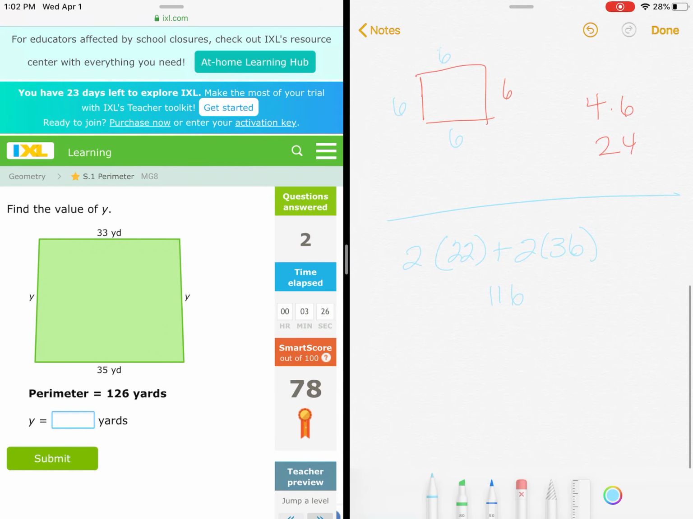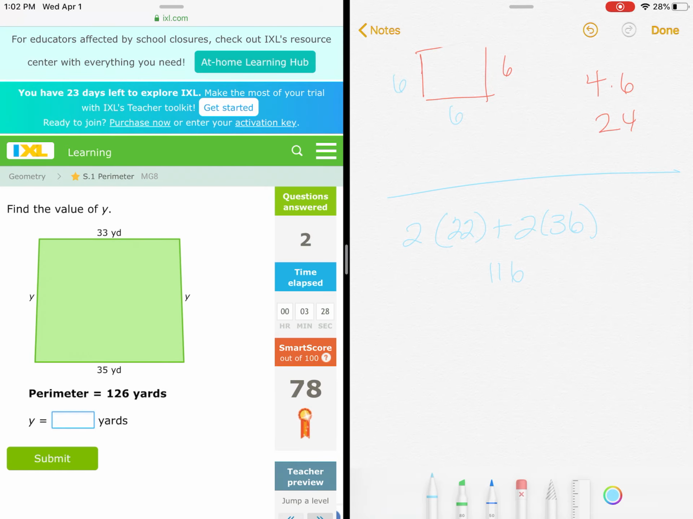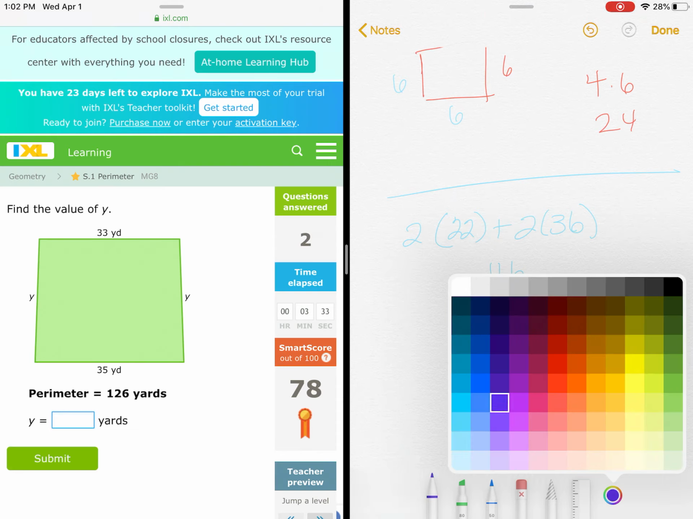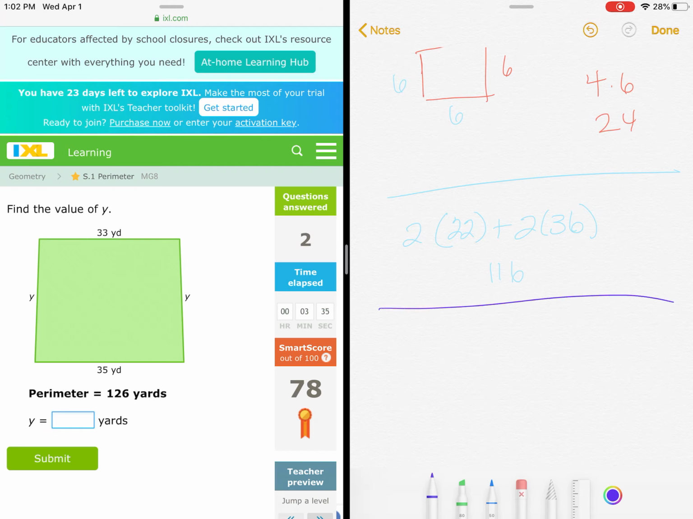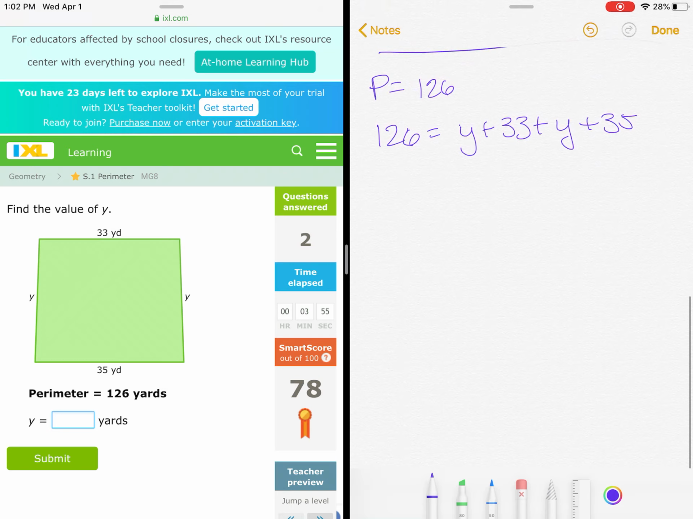All right, so here's one where it has a variable. It tells you the perimeter is 126. So I know that 126 is equal to y plus 33 plus y plus 35. I just went all the way around the picture and wrote my side lengths down, because that's the definition of perimeter.